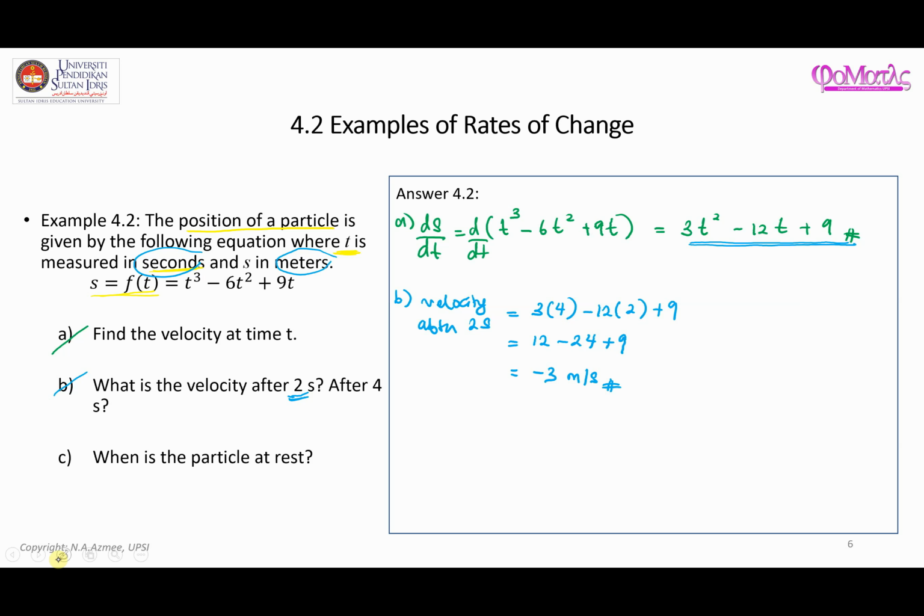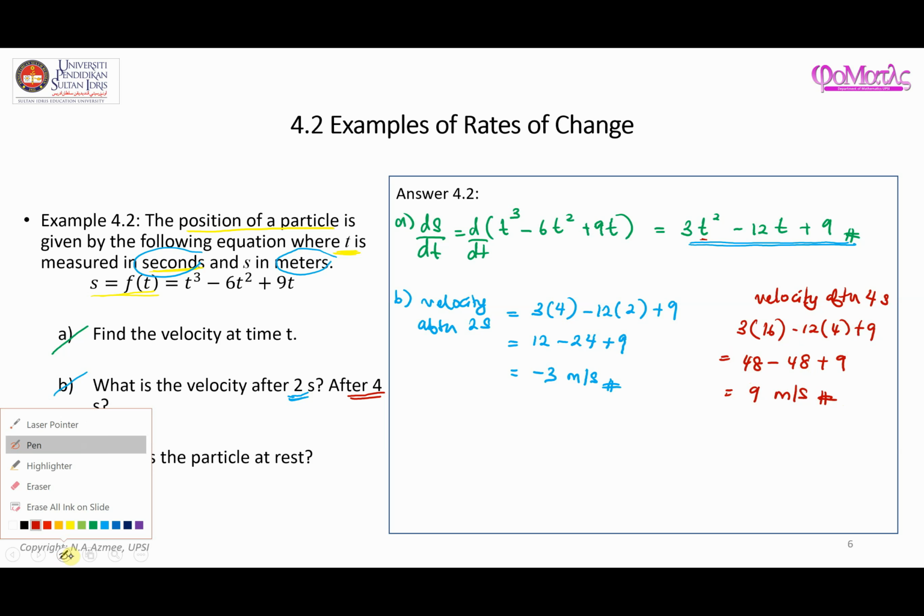Next, how about velocity after 4 seconds? This is going to be 3 times 16, since 4 squared is 16, minus 12 times 4 plus 9. This is equal to 48 minus 48 plus 9, and this is just 9 meter per second.